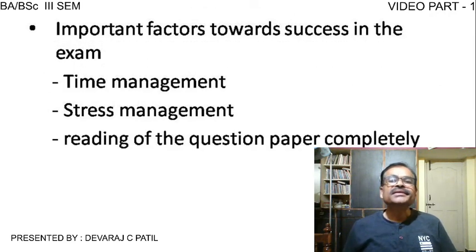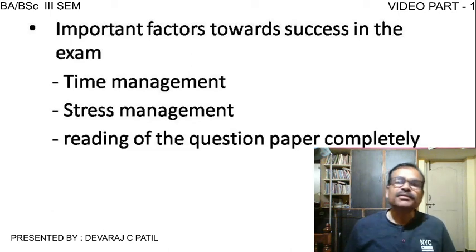So let us go with some of the important steps which will take you up to the peak of success. Time management is one thing, stress management is another thing, and reading the question paper completely is one more important thing while you sit in the examination. Let us come to the first one, time management.